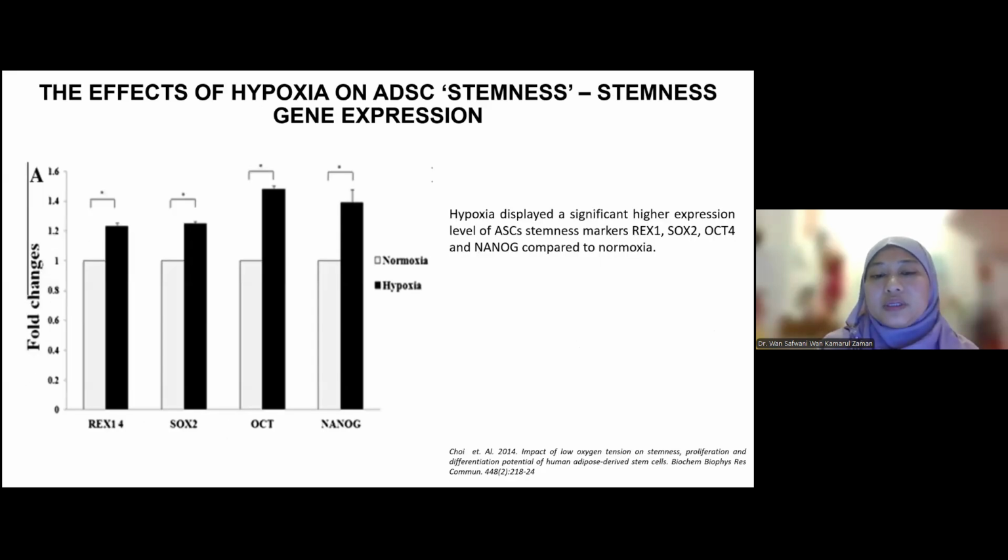However, when we look into specific gene expression, which defines stemness, which is REX1, SOX2, OCT4, and NANOG, we can see that in 2% oxygen, in physoxia, these genes are actually increased as compared to when they are in normoxia, which also tells us that the stemness activity within the cells is actually enhanced or maintained.